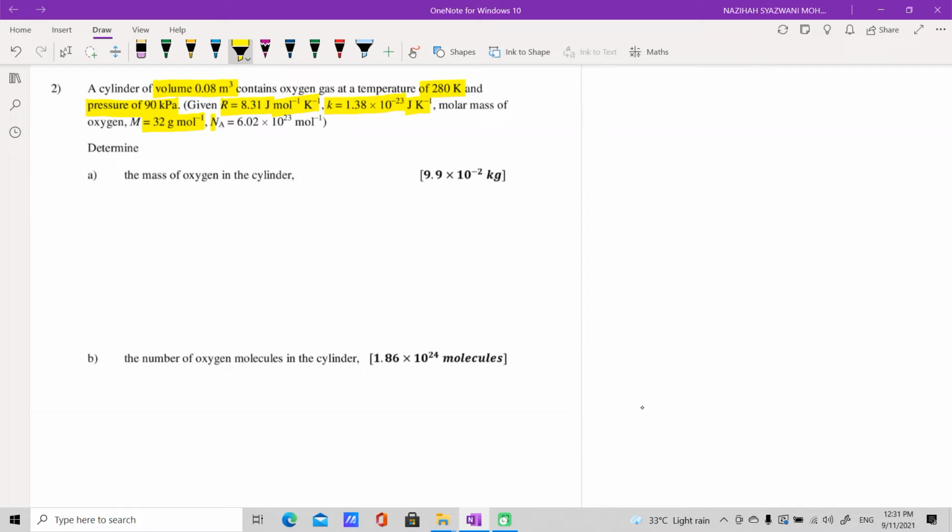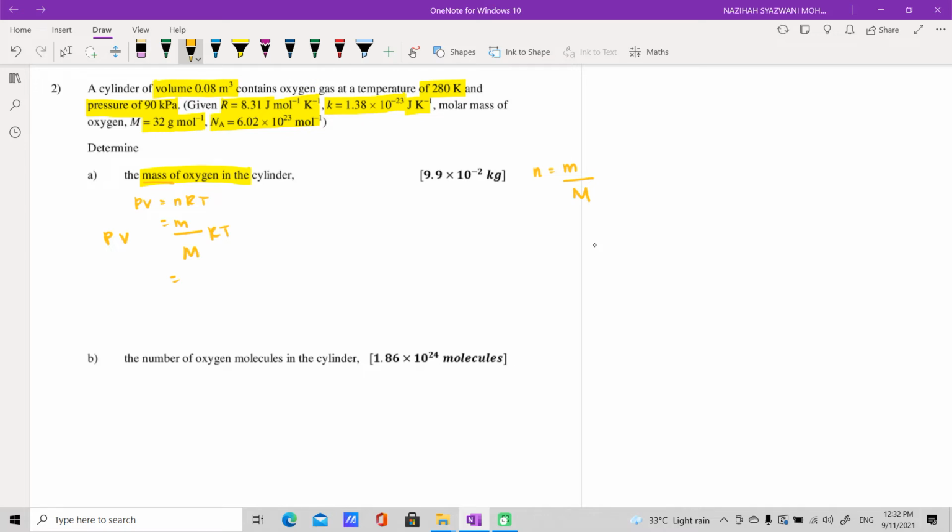Next would be the Avogadro constant also is given. Okay, so first they ask you determine the mass of oxygen in the cylinder. So to determine the mass of oxygen in the cylinder, what we can use is the formula PV equals to nRT, okay, because the pressure is given, the volume is given, R is given, and we have the temperature. So they ask you the mass of this oxygen. Okay, so we need to find the relationship between n and mass. Okay, so that would be n equals to mass over molar mass.